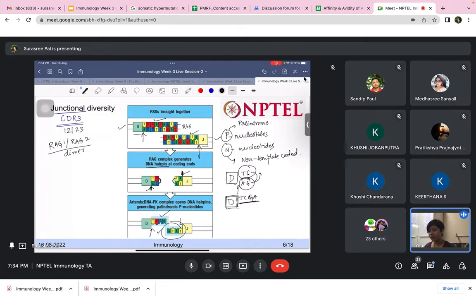So these are the palindromes actually. So these are the P nucleotides, because you can see that TCGA will form a palindrome, and that is why these are called the P nucleotides.